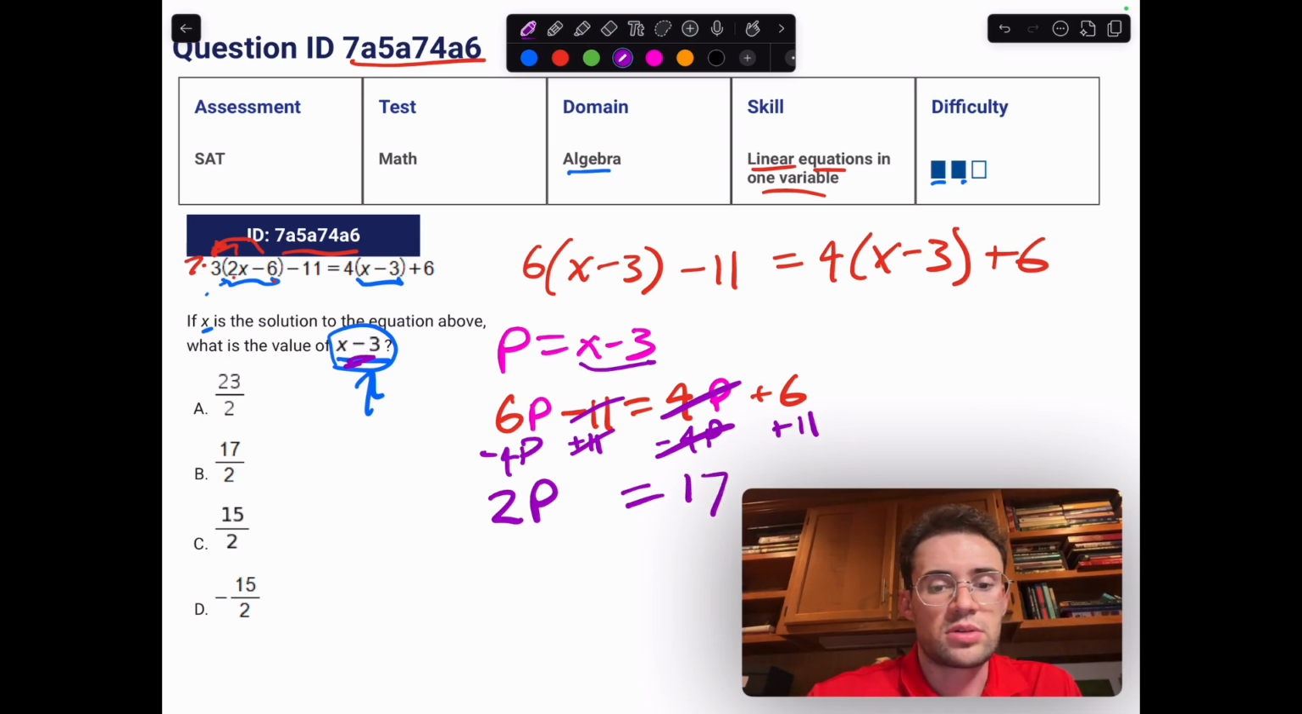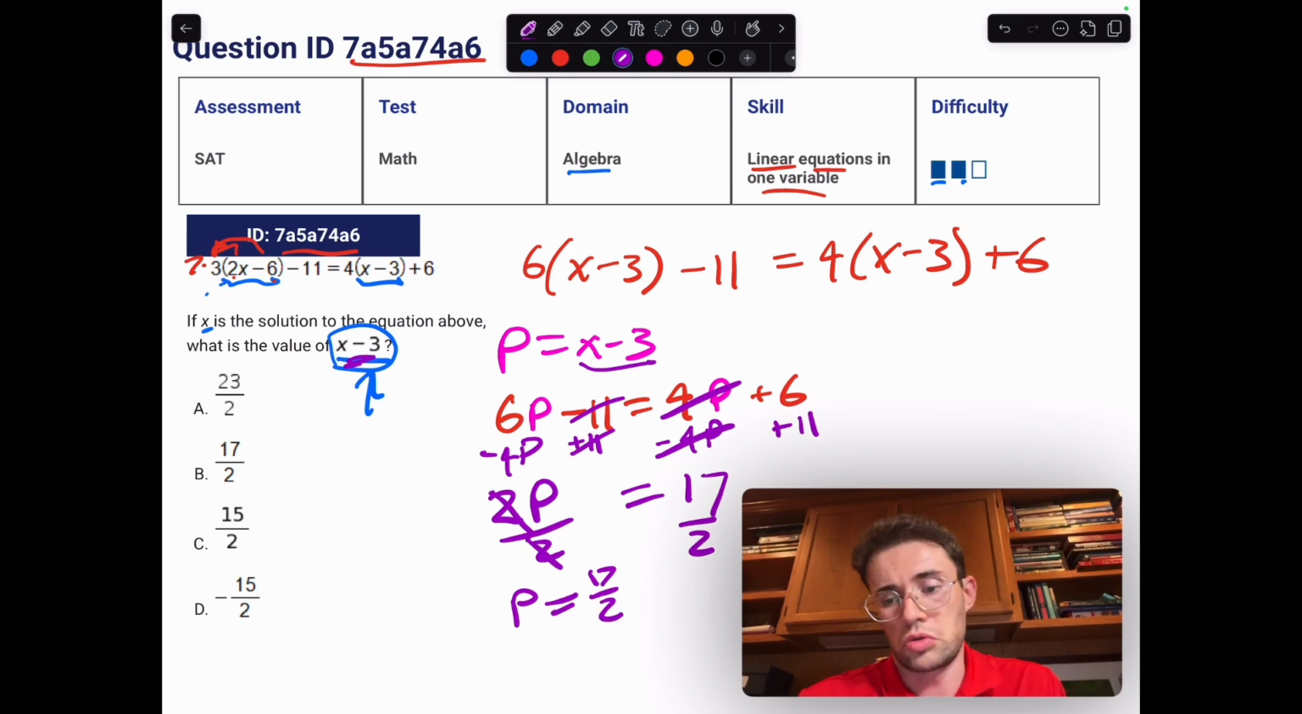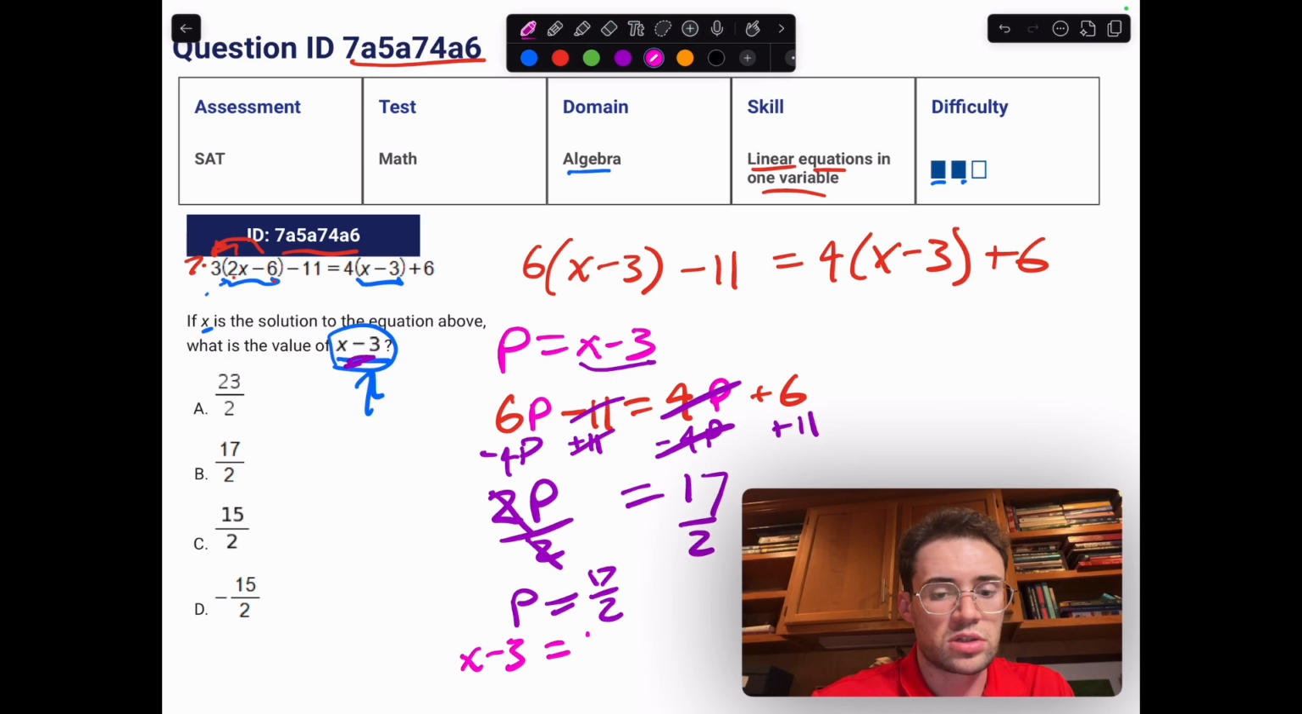So 2p is equal to 17, which means that if I want to get p, to get rid of that multiply by 2, you divide by 2 on both sides, and p will be 17 halves, right? Which you could write that as 8.5. They're looking for a fraction. So p is 17 halves, and again, p is x minus 3, so x minus 3 is equal to 17 halves, and that would be your answer.